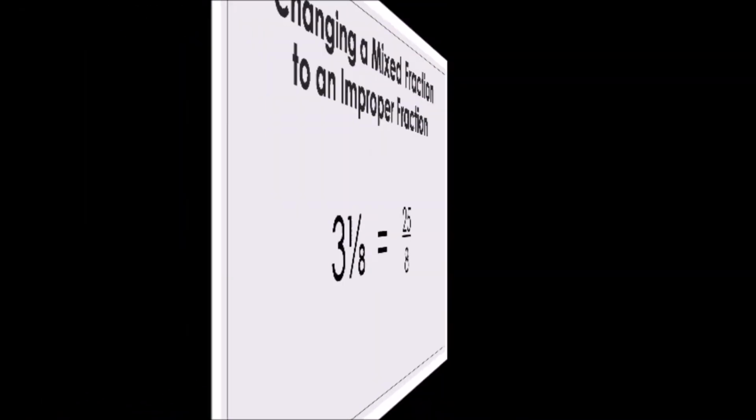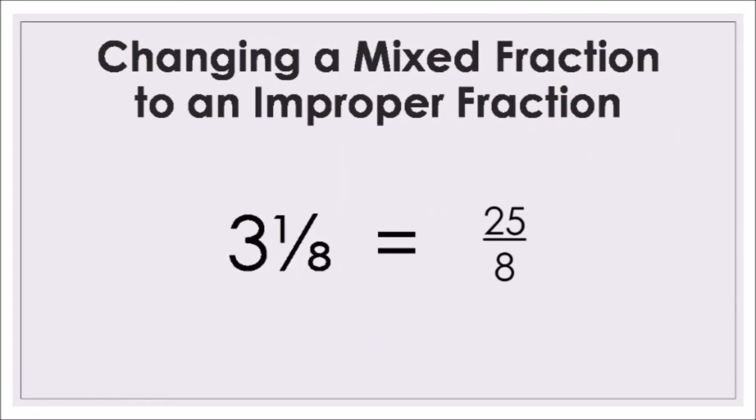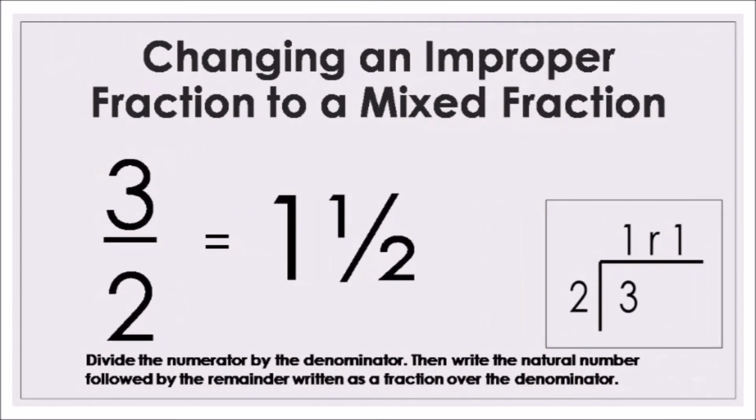Right, you write 25 and you put 8 at the bottom because the 8 is the denominator. So it's 25/8. So 3 1/8 is 25/8. That would be changing the mixed number to an improper fraction. Now we're doing the opposite. We are changing an improper fraction to a mixed number.